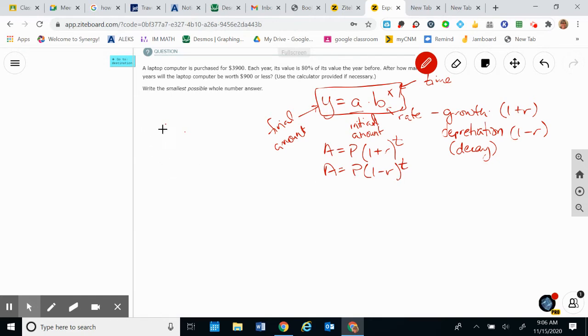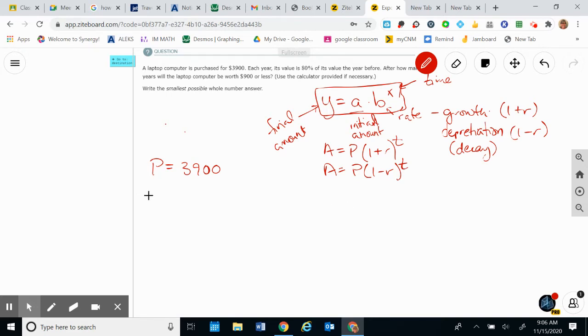Okay, a laptop computer is purchased for $3,900. So that's the principal. That's the first thing, $3,900. Its value is 80% of the year before. So 1 minus 80%, 80% is the value. It loses 20% of its value, so it would be 1 minus 20%, which is 80%.